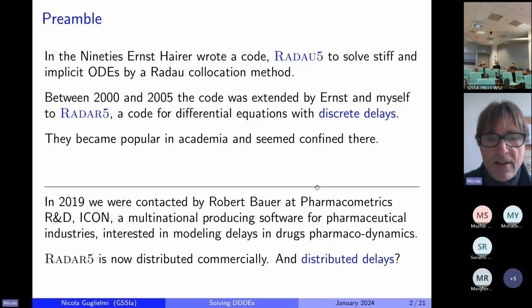So Radau 5, which we developed, was confined to discrete delays, even many, but discrete. What about distributed delays? For example, when you have a distribution, a probability density. In the right-hand side, you have a dependence on the whole solution in the past through an integral, and the kernel models a certain distribution, a certain probability density.